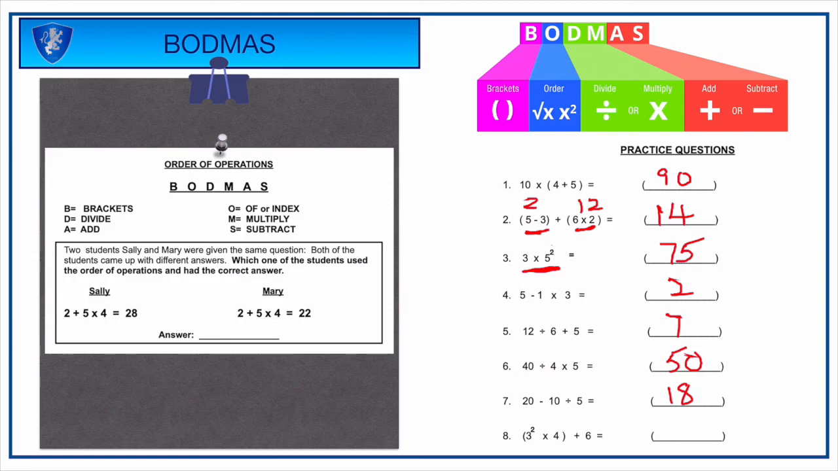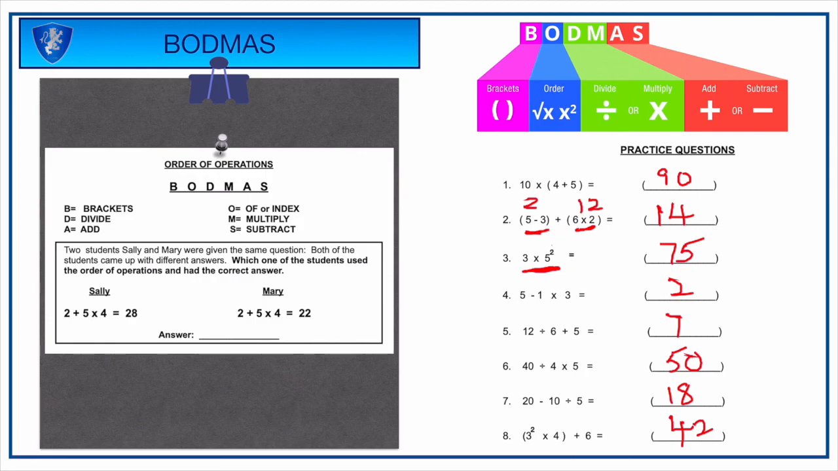And then the last question on this is, do the brackets first, and within those brackets again you've got order, which is 3 squared, and 3 squared is 9, and 9 times 4 is 36, plus 6, and your answer will be 42. Right, I was waiting to show you this question here on the left side.